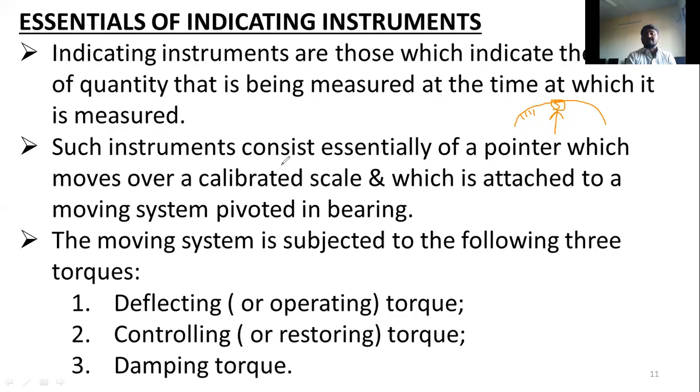Such instruments consist essentially of a pointer. Which one is going to indicate? What is the indicating part here? The pointer. It has the arrow at that point, which is the main pointer, and it is going to indicate the value. The pointer moves over a calibrated scale, which is attached to the moving system.